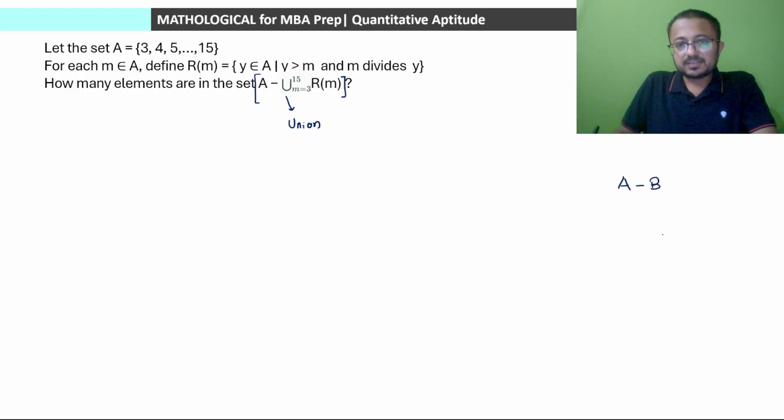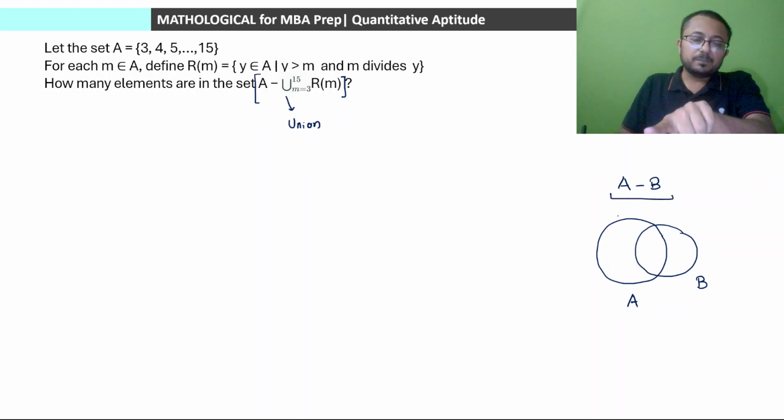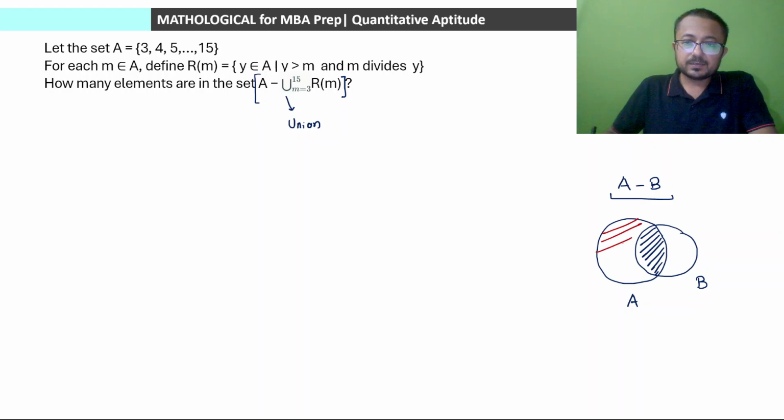Let us say we have a set A. This represents set A in Venn diagram and another set B in Venn diagram. So in such a case, A minus B represents the portion of B that is part of A that has to be removed. So when we remove this portion, which is common in A and B, A minus B represents the remaining portion of A. And this portion here, this is basically A minus B.